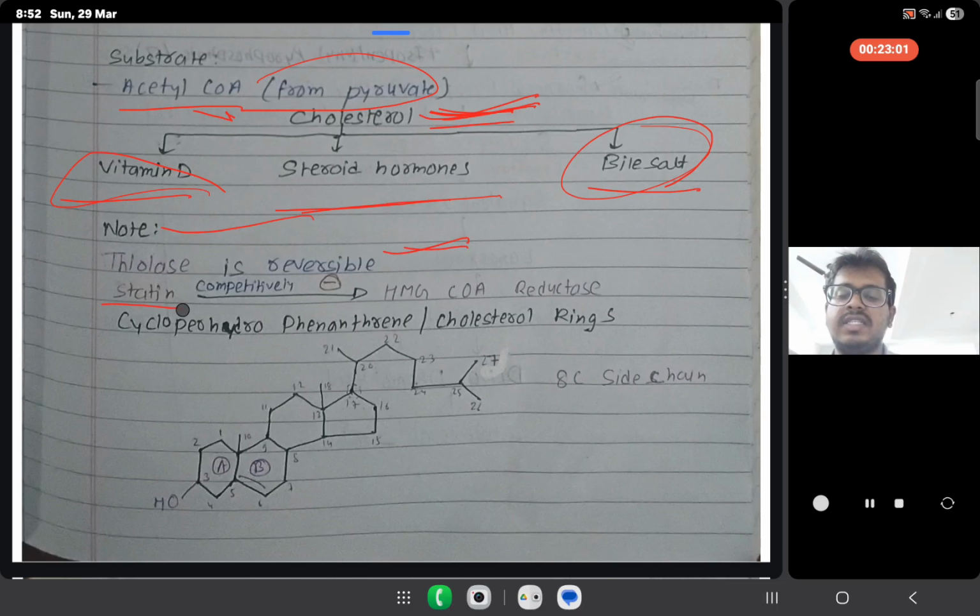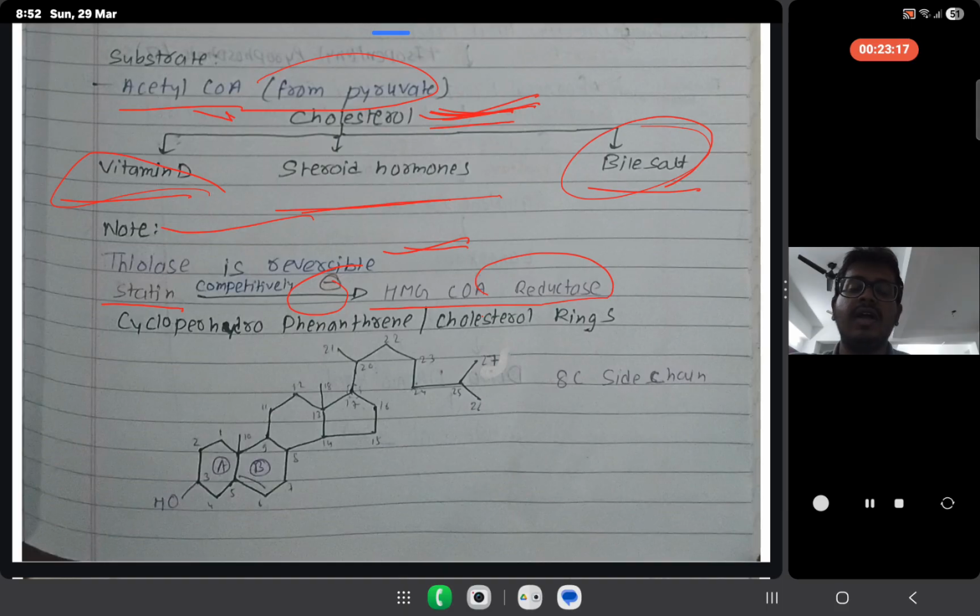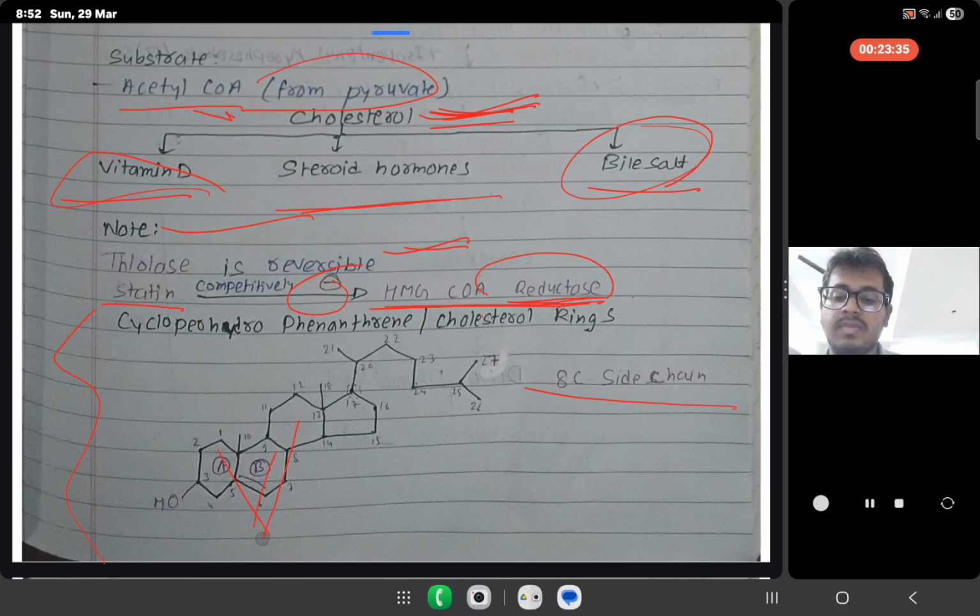Actually, what happens in the body? Cholesterol is being formed. So how do statins actually help? Statin competitively inhibits HMG coenzyme A reductase. I will show the structure. For this structure, you have to understand there are three six-member rings and one five-member ring, and this is an eight-carbon side chain.